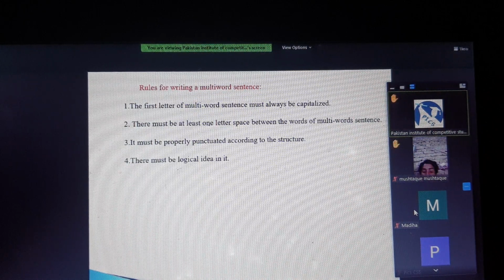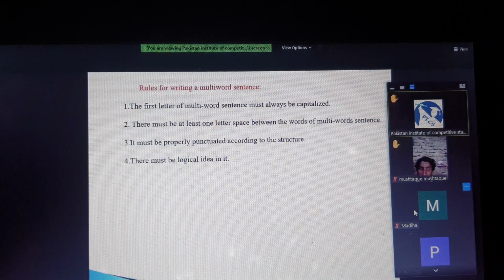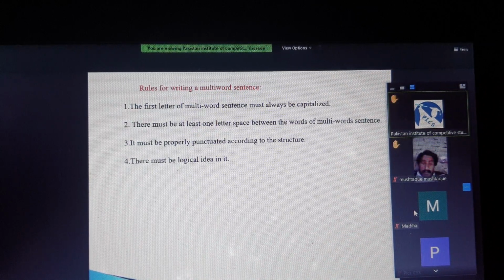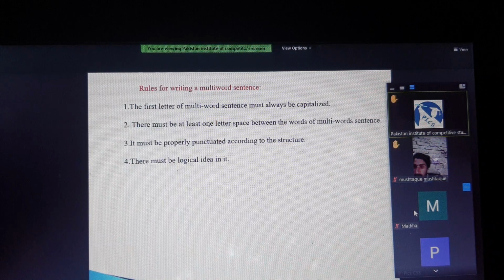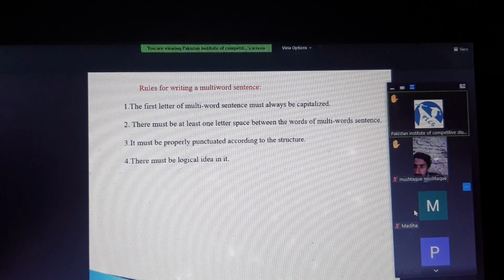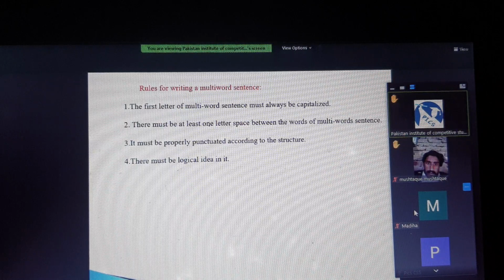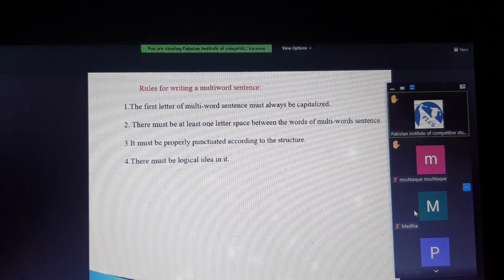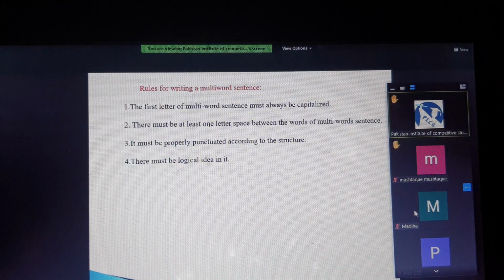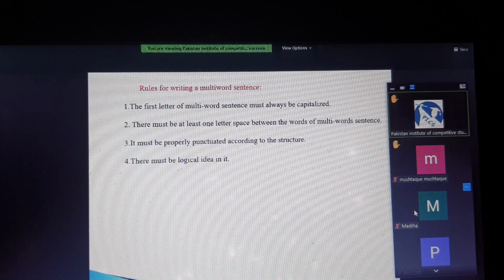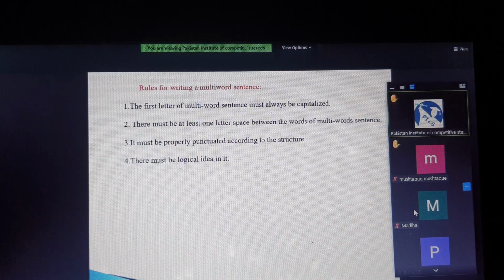Is for the identification of your words, and secondly, for the protection of your ideas and contents. And number three, it must be properly punctuated according to the structure. Structure के मुताबिक आपका sentence punctuate होना चाहिए. Comma must be used if needed. Colon must be used if needed. Semicolon must be used if needed. Question mark is used if needed. Full stop must be used if needed.